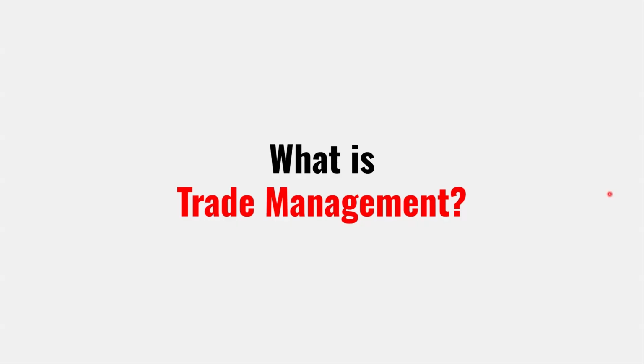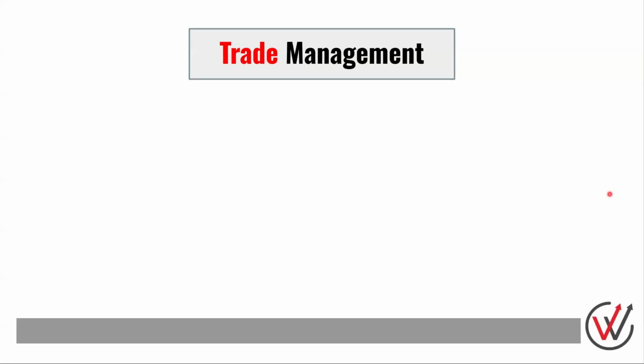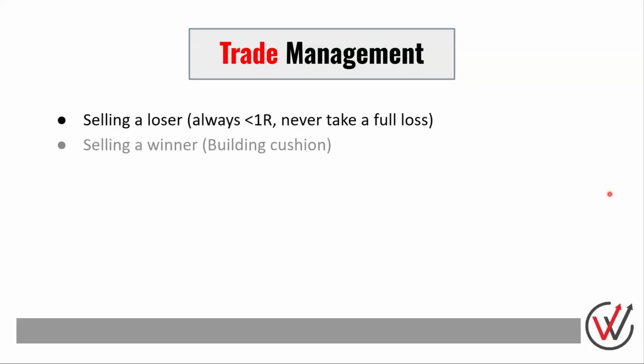So in trade management, I've shared this a lot of times. There are only two things in trade management. First, how you handle a loser. Second, how you handle a winner. Now handling a loser is very easy. Just take a stop loss and get out. Simple. But when you take a stop loss, ensure that you never take a full loss.